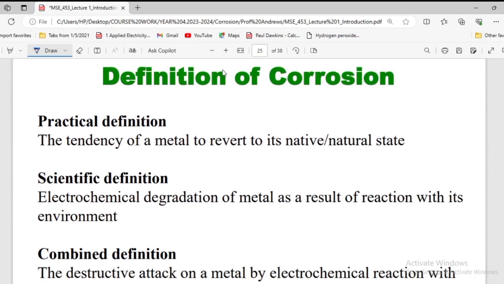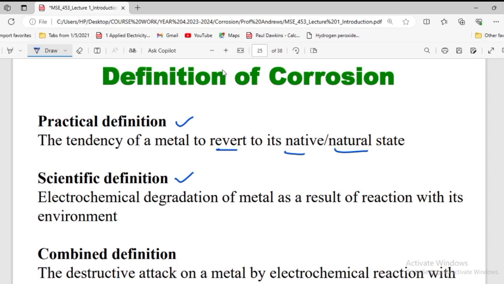Now let's go to the definition of corrosion. When we talk about corrosion, we have the practical definition, the scientific definition, and the combined definition, whereby we combine the practical and the scientific definitions. The practical definition is that it's the tendency of a material to revert to its native or natural state. When conditions are available for it to revert, it does, because everyone wants to be stable. Don't you want to be stable financially and in everything? That's the same thing. Metal also wants to be stable. So if they are unstable and there are conditions which will make them stable, why not go for it and become stable?